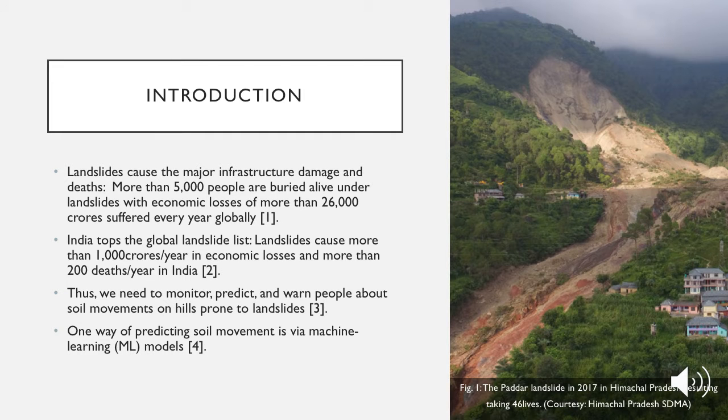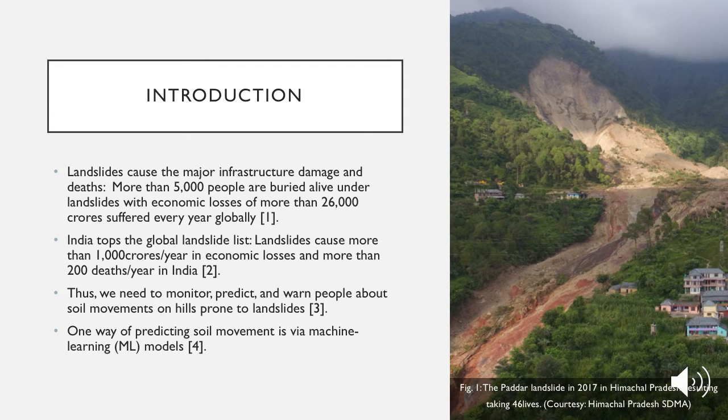First, I will introduce a little bit about the landslides. Landslides are a major problem in India as well as in the world. Landslides cause major infrastructure damage and deaths. India tops the global landslide list. Landslide is like a plague for the Himalayan region. Some of the Himalayan states like Himachal Pradesh and Uttarakhand are highly affected by landslide disasters.